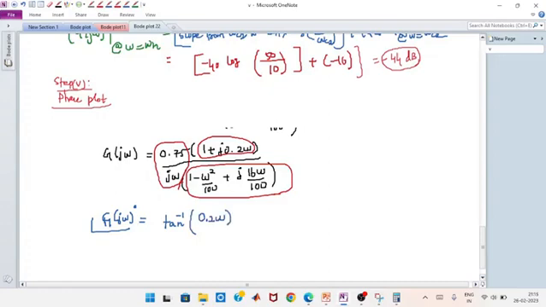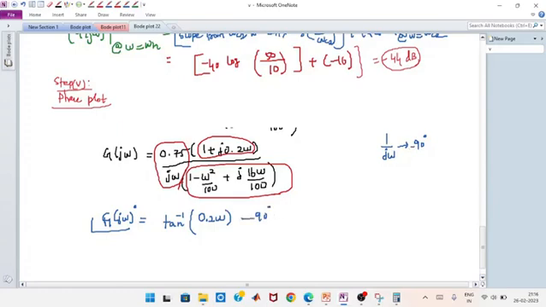Similarly, here we have 1 by j omega. I have already told you the value. If 1 by j omega is there, then the corresponding angle is 90? No. Since it is in the denominator, you have to put minus 90, right? Very good. So you have to put minus 90 degrees. So tan inverse of 0.2 omega, since the value is available as minus 90.